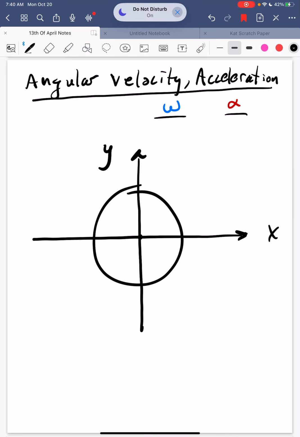So how can you understand angular velocity, omega, and angular acceleration, alpha? In this short video, I'll try to tell you how you can understand them and what the different directions mean. So first of all, let's look at this circle.